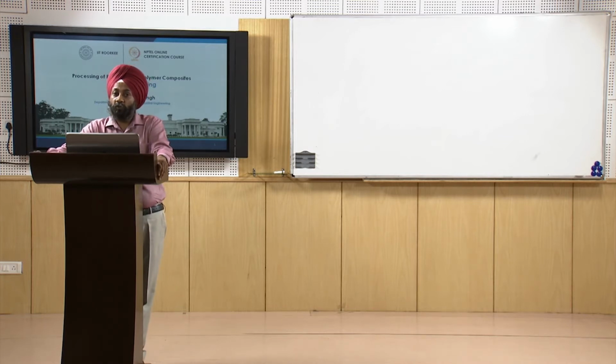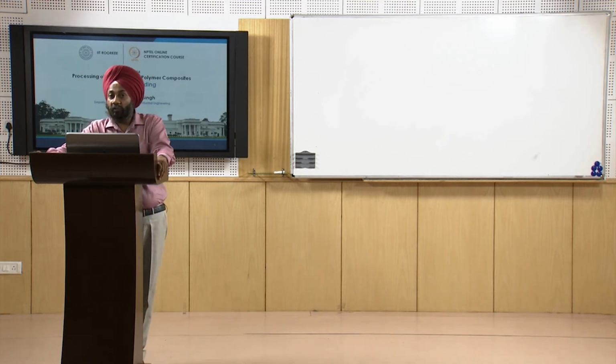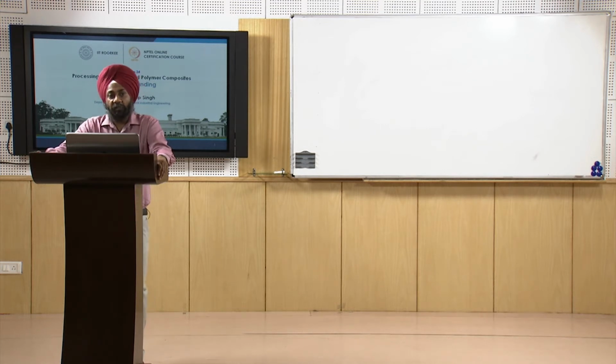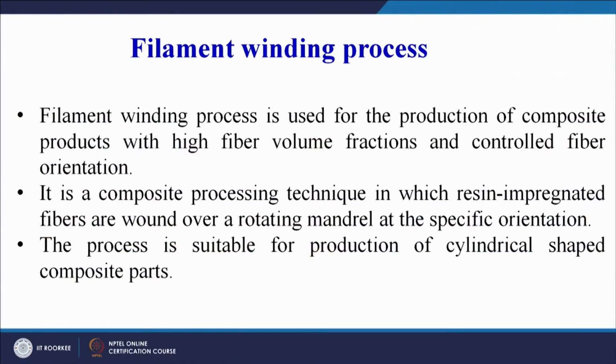So filament winding process that we are going to understand today is one process which helps us to achieve very high fiber volume fraction, as well as we get a controlled fiber orientation. We will try to understand this with the help of a schematic, and we will see that we can control the direction of the fibers in the final product in the process. Why? Because the mechanism is such that we can control the direction of the fibers or the angle of the fibers. So it is a composite processing technique in which resin impregnated fibers. So this is one thing that is different from other processes. In this we will have resin impregnated fibers. They will be wound over the rotating mandrel at specific orientation.